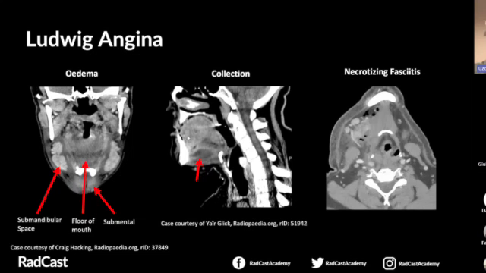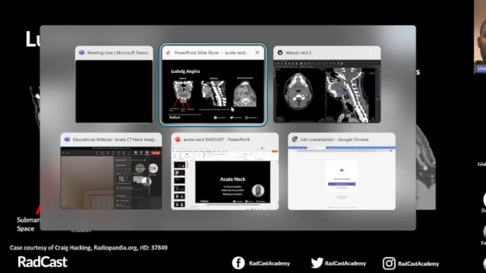So what you're looking out for in Ludwig's angina is more extensive stranding throughout the floor of mouth and the submandibular region and the submental region. You might see a collection, and this edema and the collection can elevate the tongue and displace it superiorly and posteriorly and cause airway obstruction. And then you might see gas locules related to the infection if it's developing necrotizing fasciitis.